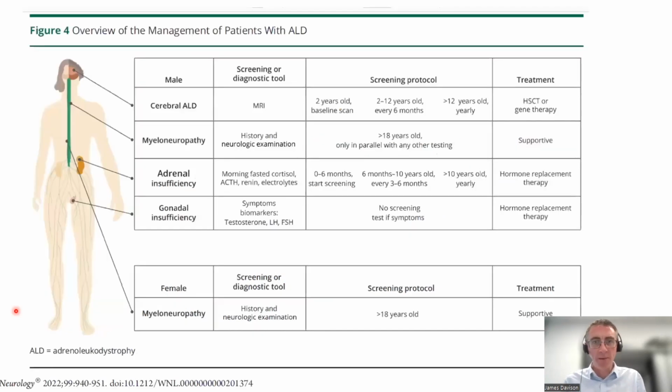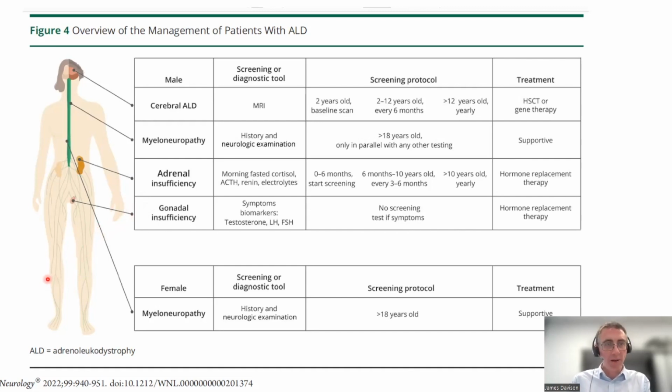And this next picture is a table that just illustrates the different areas that we need to be screening or monitoring for in someone who has ALD. And it splits into males at the top, because we know that males are much more severely affected than females. And so there's a bigger list of things that need to be monitored for males with the condition, including cerebral ALD, that's the brain disease, myeloneuropathy, that's the spinal cord problems associated with the condition, the adrenal insufficiency, so the endocrine hormone problems, as well as gonadal insufficiency, all to do with pubertal development. And we'll talk through some of those in a moment and the different schedule.